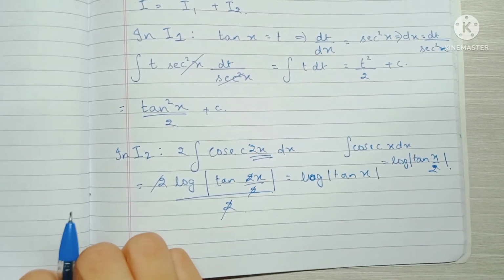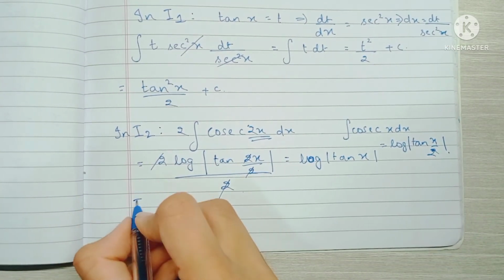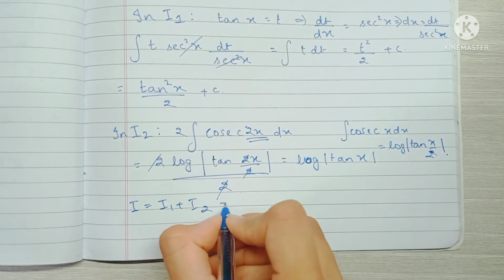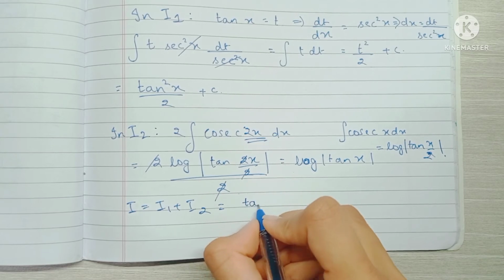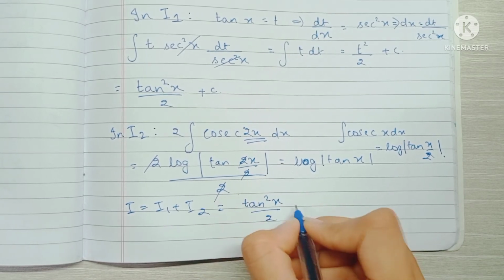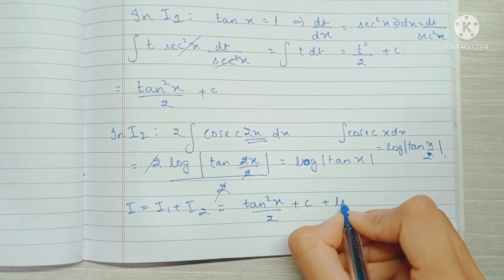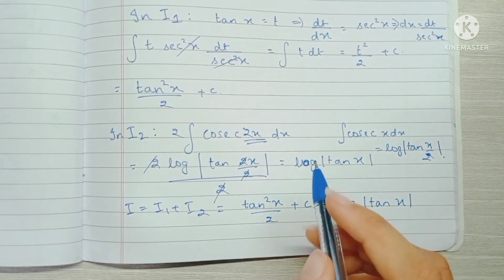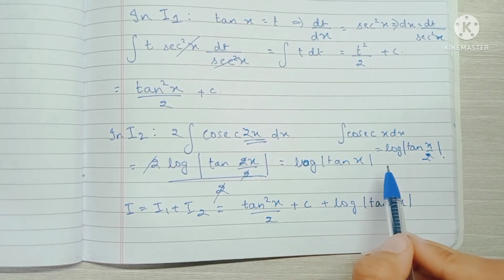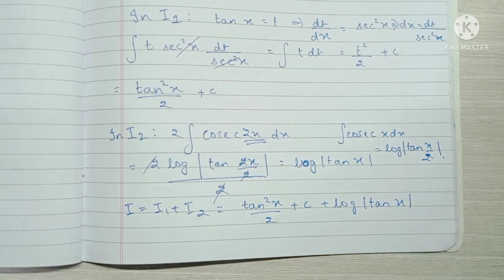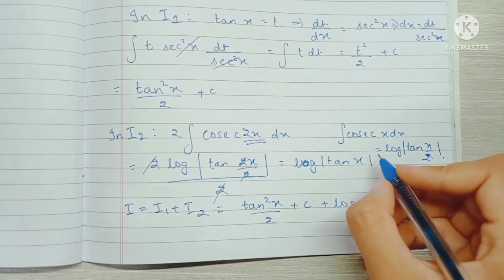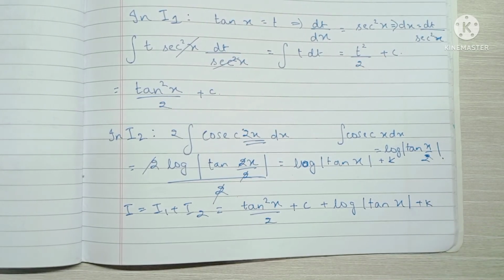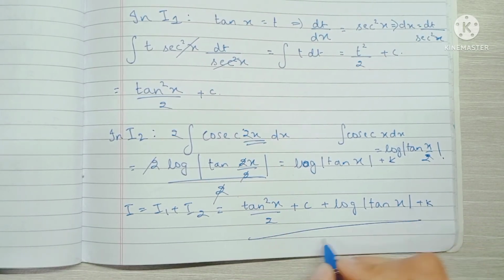So our final answer would be I, which is equal to I1 plus I2, which is now equal to tan square x by 2 plus c plus log mod of tan x. Please note that I could have put the constant here as well, but because it's just an arbitrary constant, it doesn't matter. I can write plus k here, I can write whatever I want because it's just arbitrary. So this is our final answer.